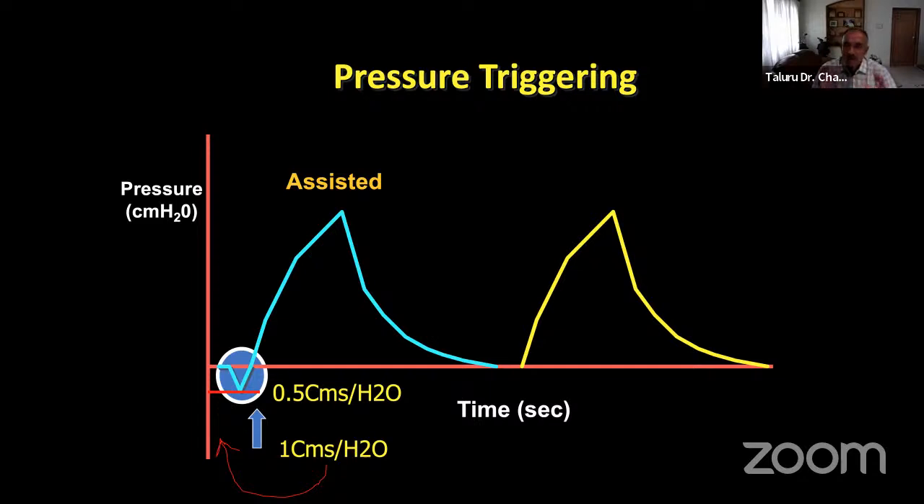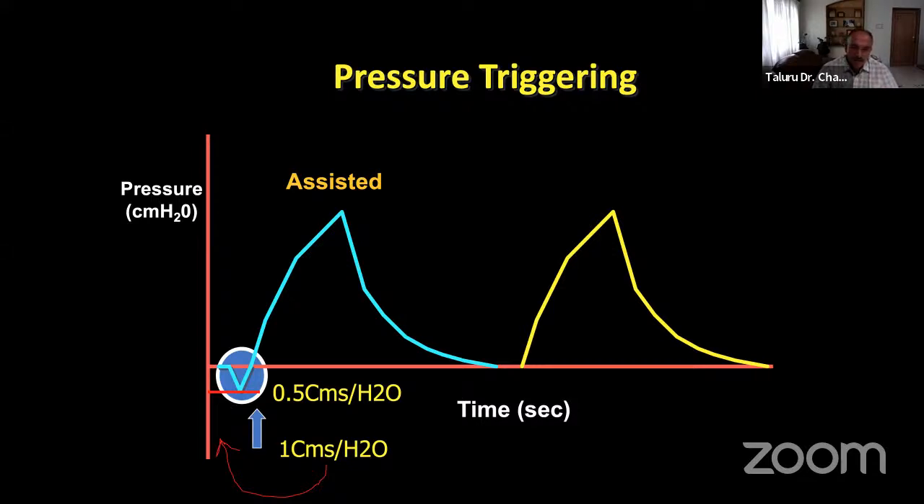Meaning, always look at the trigger when the patient starts breathing. It has to be between 1 to 2. Remember that. And the logic behind that is, to generate a normal tidal volume, you don't require to generate more than 3 to 5 centimeters of water. So the trigger has to be very small, 0.5 to around 2 centimeters would be ideal.